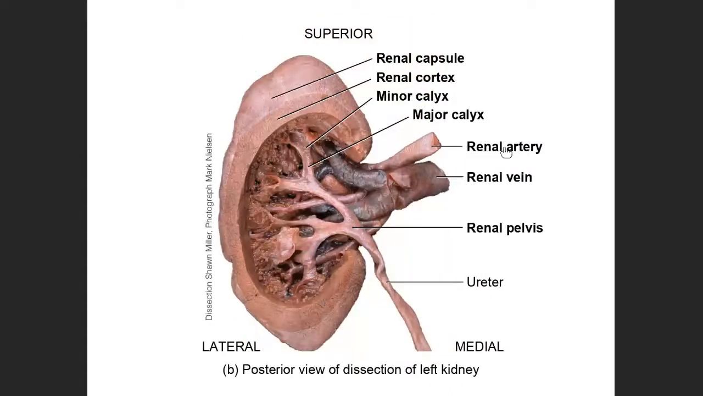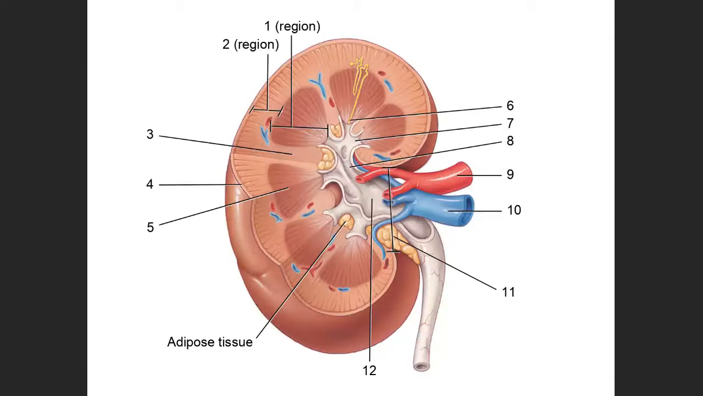In this picture, you can see the anatomy of the kidney. And in this picture, you can see the capsule of the kidney from outside. You have the cortex, and you can see the medulla of the kidney. You have minor calyx, major calyx, renal pelvis, and the ureter as the duct system in the kidney. You have the renal artery, which brings the blood into the kidney, and the renal vein, which takes the blood out of the kidney.